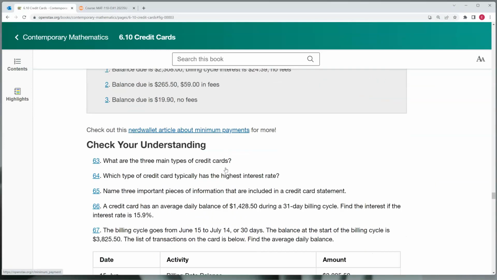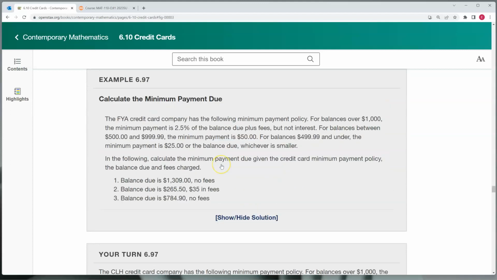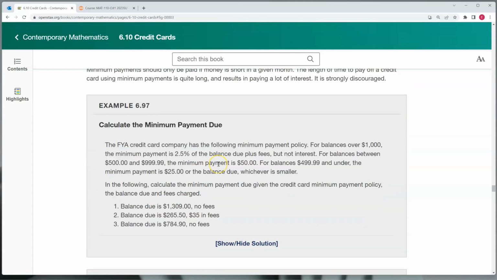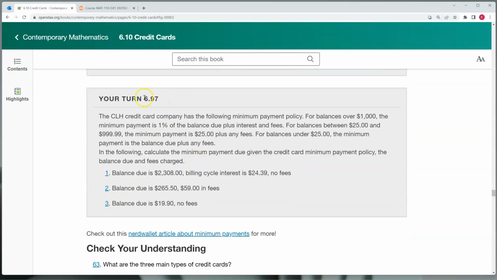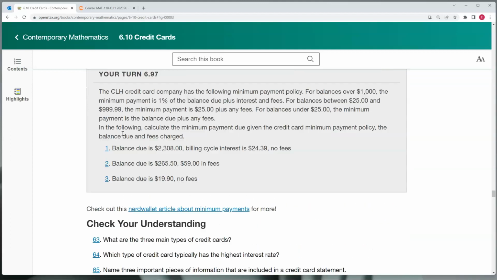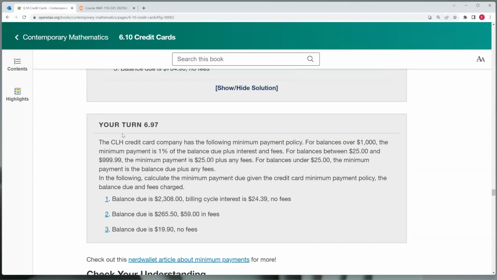So that's all I really wanted to talk about when it comes to minimum payments. There's, of course, an example here that you should read and look at, and then the your turns. But that's really all I wanted to talk about in this section, is really that average daily balance example. I hate that there's an error in the textbook. I'll submit a form about that to OpenStax so they can get that fixed. But that's kind of how average daily balance works.